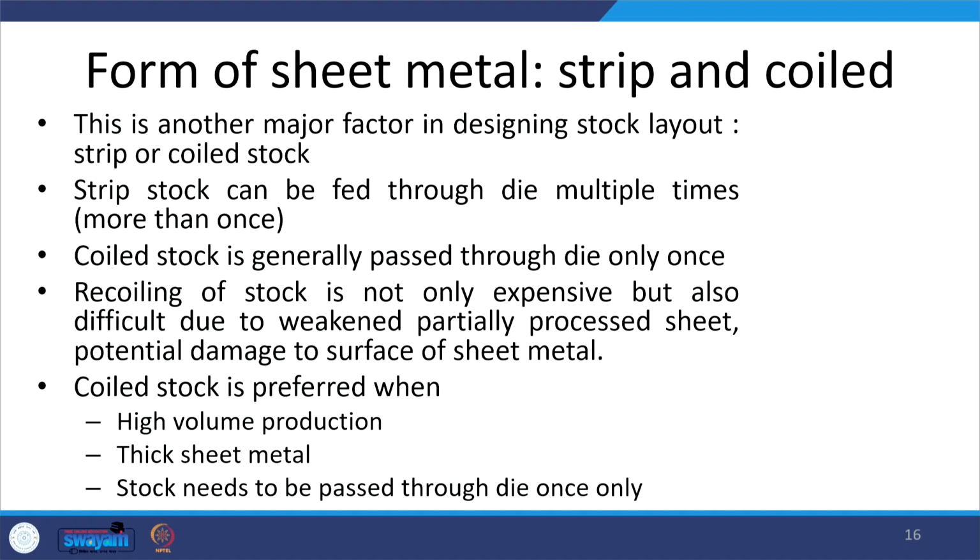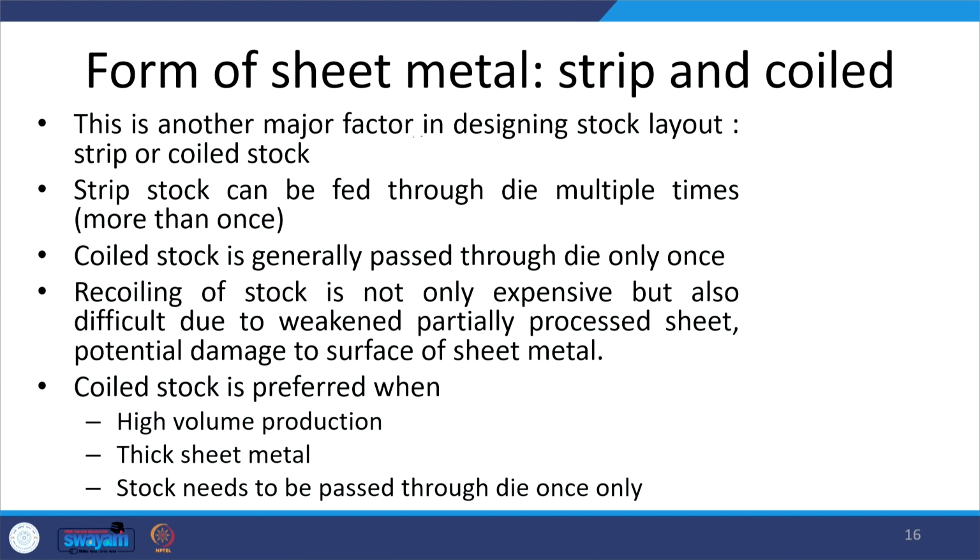The form of the sheet metal, like strip or coiled sheet metal, is another major factor, because this will affect how the sheet metal will be fed into the die, whether it will be fed just once or it can be fed multiple times. So, if it is a strip, we can feed the strip into the die multiple times as per the number of blanks to be produced from the given strip. But in case of a coiled strip, it is just one go. So, the form of strip is crucial in stock layout design and design of the die accordingly.